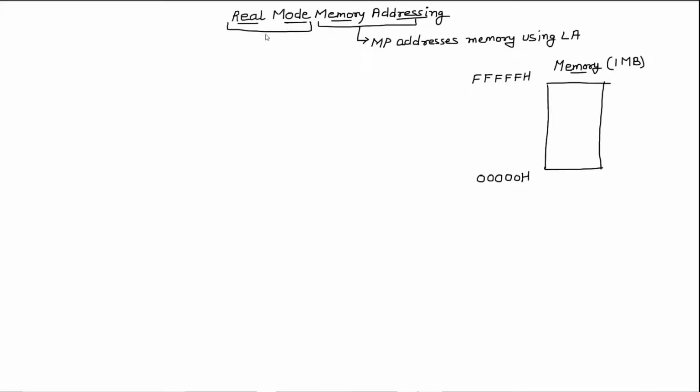So what is real mode? Real mode is an operation which is done by the microprocessor, and it allows the microprocessor to address only 1 megabyte, only the first 1 megabyte of memory.